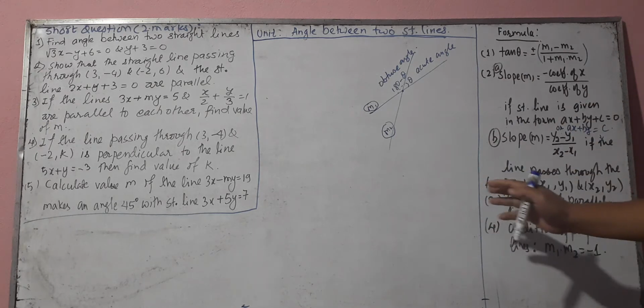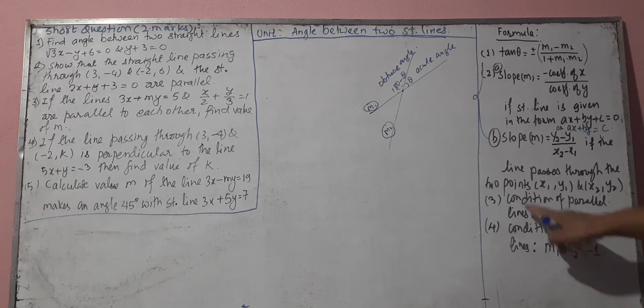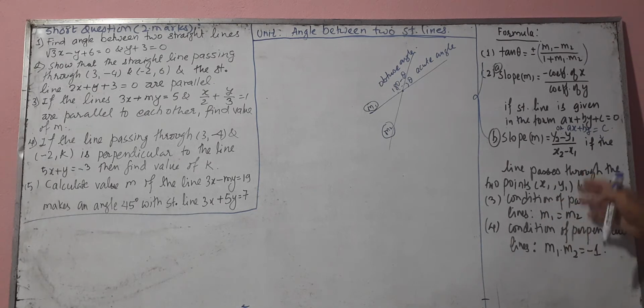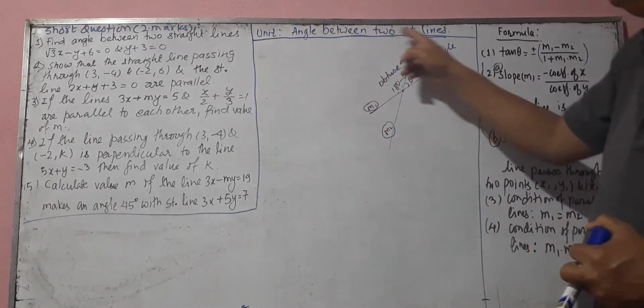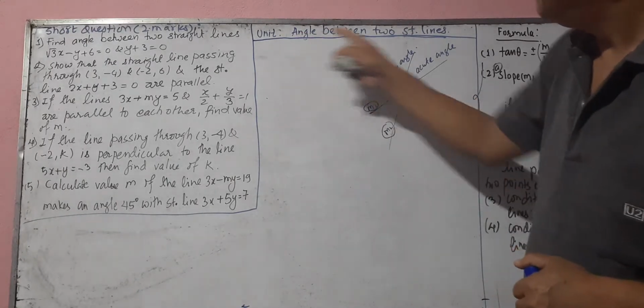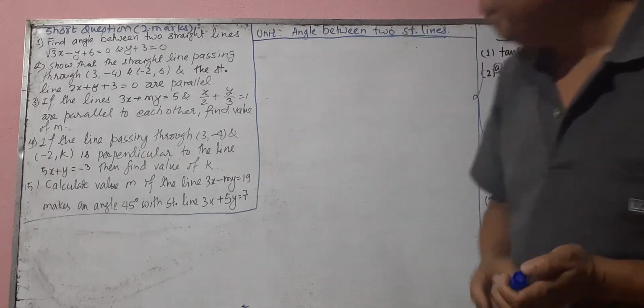Also, after finding the slopes, if the slopes of the two lines are equal, then they are parallel. And if the product of the slopes of the two lines is -1, then the lines are perpendicular. So these are the main important formulas used in the topic angle between two straight lines. Now we start the solution of the problems.